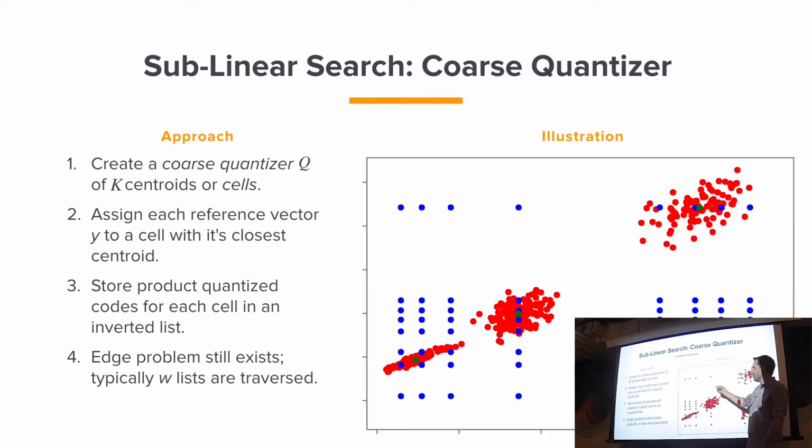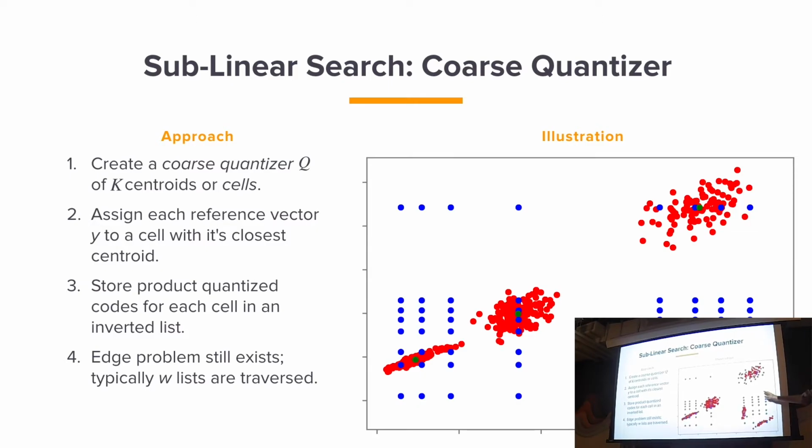But I can run product quantization to store the reference vectors on all the ones that are closest to that. Then when I get a query, I say, which one are you closest to? And I only look at those. That's where the sublinearity comes in. So it's n divided by big K, where big K is my coarse quantizer. Simple approach, not that bad, right?